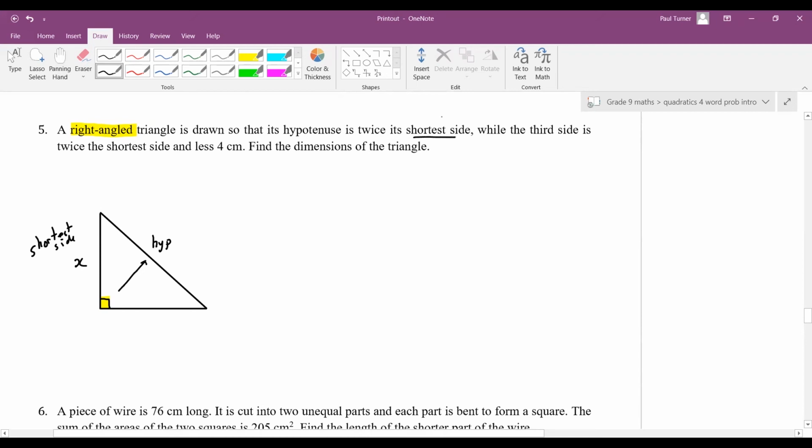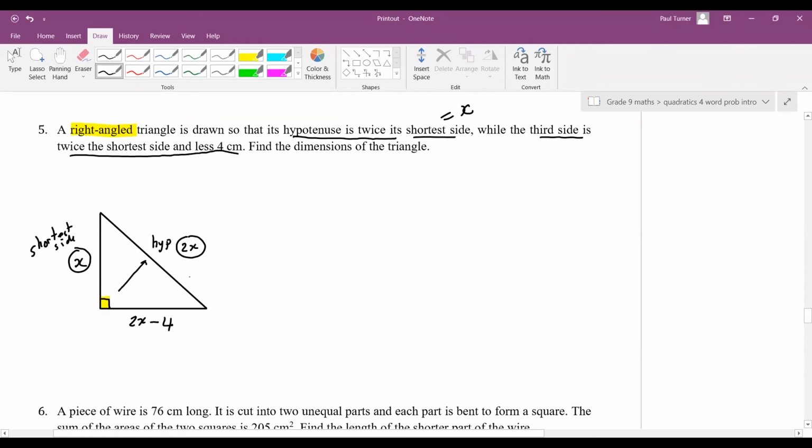So the shortest side, I let that equal to x. And here it says the hypotenuse is twice the shortest side. So if this is x, this must be 2x, double. While the third side is twice the shortest side, less 4 centimeters. Less means subtract. It can't be longer than the hypotenuse because the hypotenuse is the longest side. So this must be 2x minus 4.